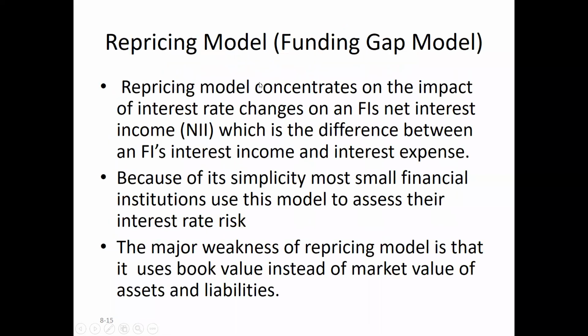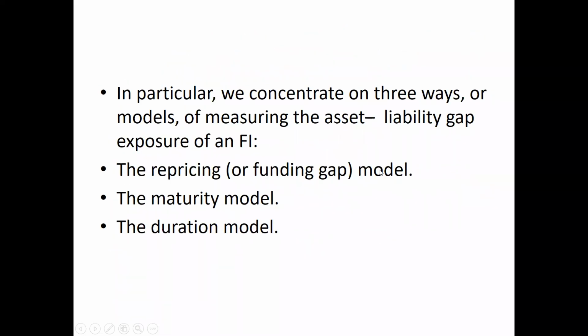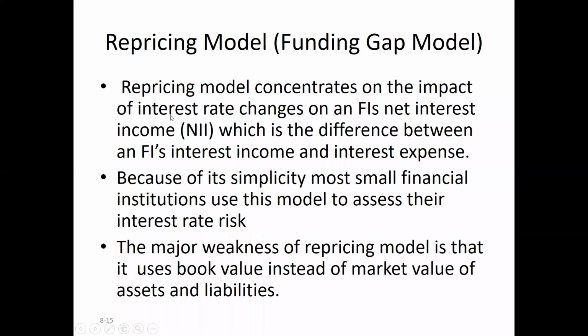We said there are three methods to measure: the repricing gap model, or funding gap, the maturity model, and the duration model. These three models are related to interest rate. But in this chapter, we're going to deal only with the repricing gap model. It concentrates on the impact of interest rate changes on financial institutions' net interest income, which comes from the difference between interest income and interest expenses.